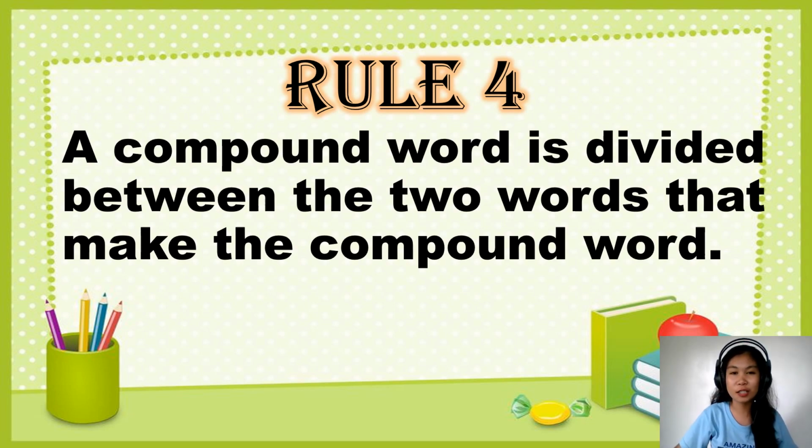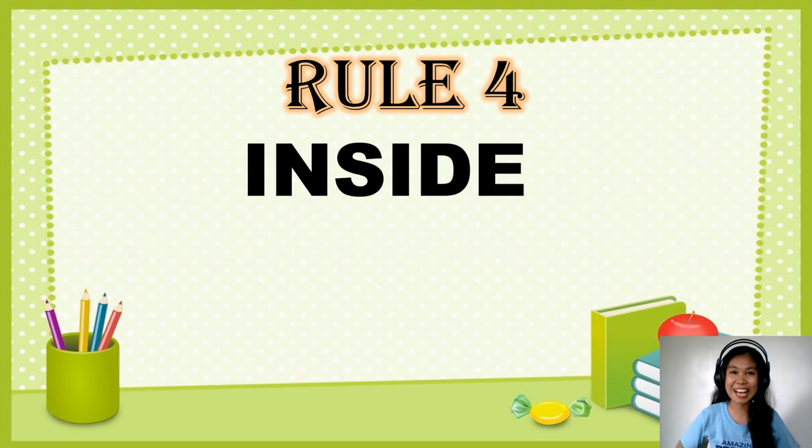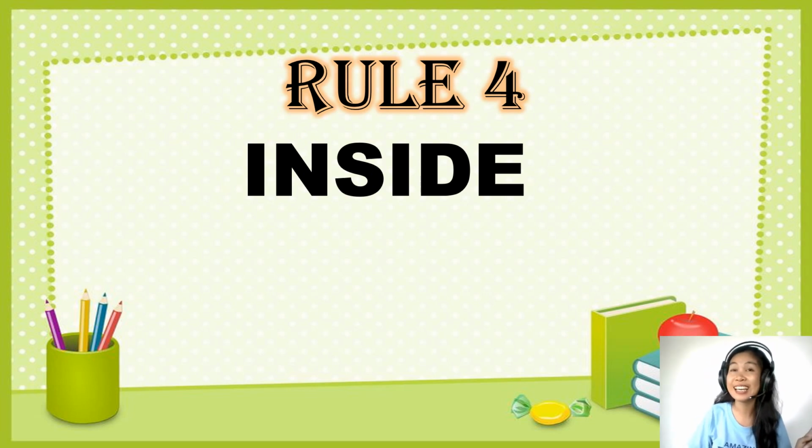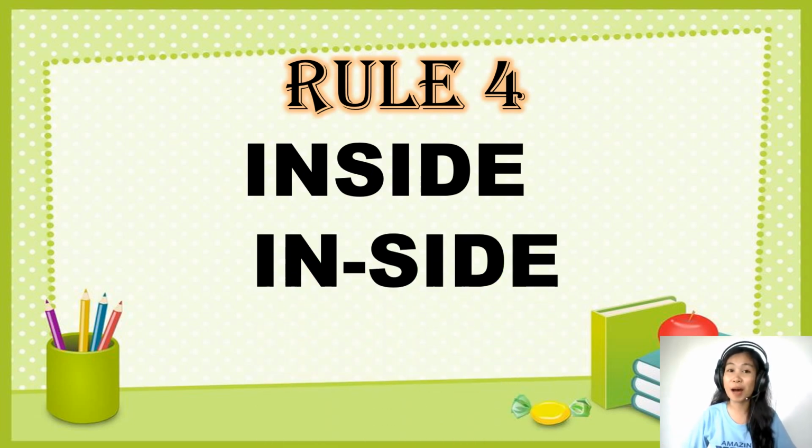Example, the word inside. Inside. How many vowel sounds can you hear from the word inside? Very good. There are two, the I and the E. Now, how should we divide the word inside? Very good. It must be divided by in and side. Why? Because inside is a compound word.